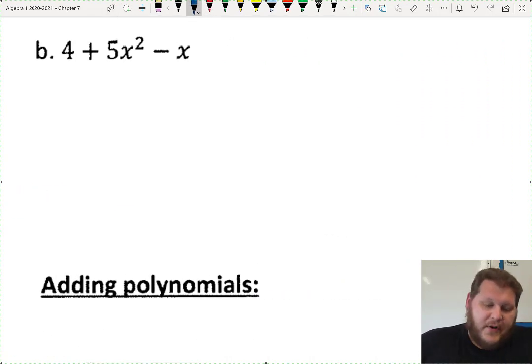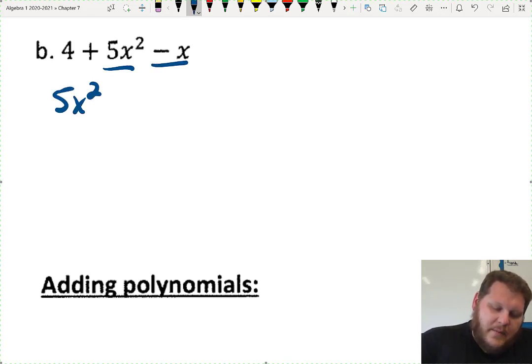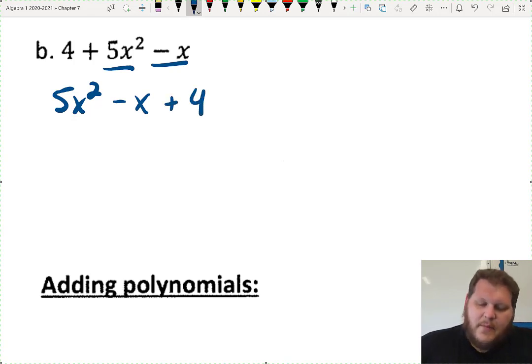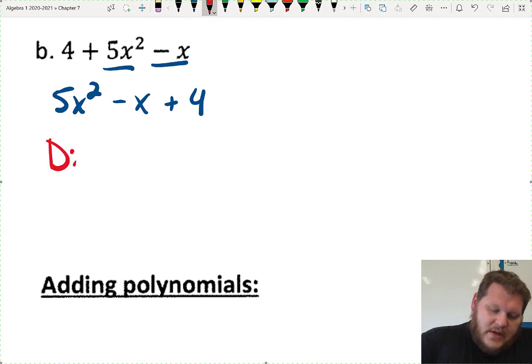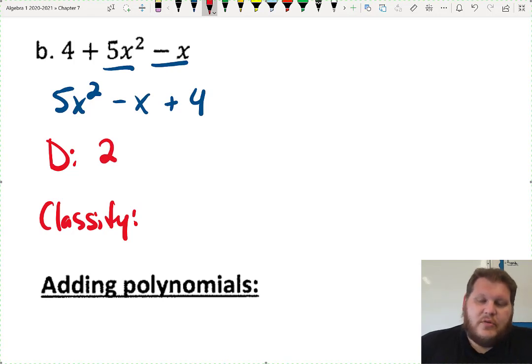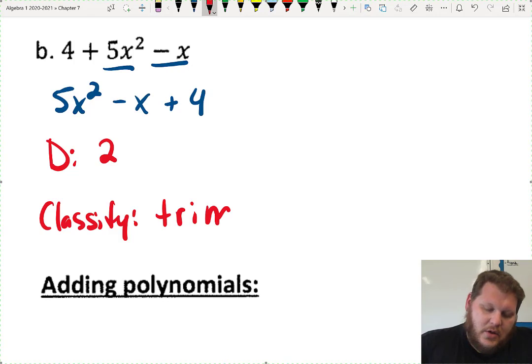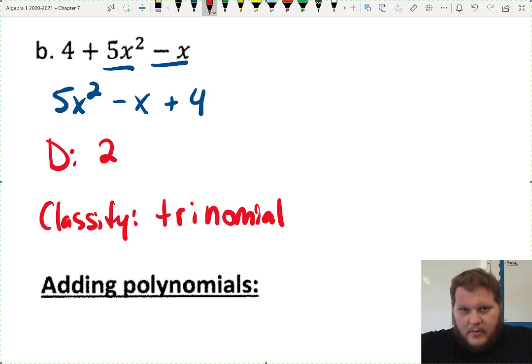we've got to put this in standard form first. So highest degree first, 5x squared, and then my next lowest would be negative x, and then my constant all the way at the end, positive 4. Degree, and classify. So my degree here would be a positive 2, since that's the highest exponent in this polynomial. And then classification-wise, there are 1, 2, 3 terms, 3 being trinomial. Trinomial. Triceratops, 3 horns, tricycle, 3 wheels, trinomial, 3 terms.